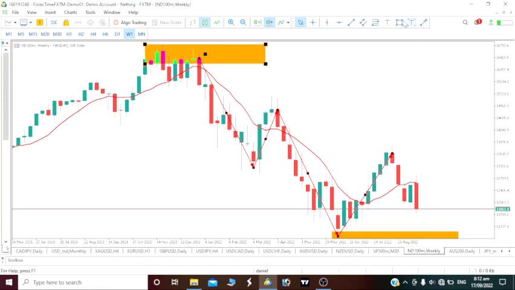What are we expecting again? The pullback has occurred at this level where we had the pullback from before. Now we had this correction, came back to this previous pullback level, and we are expecting another drop again. This is the weekly time frame. This week, we are expecting our price to open and close bearish, also to take out these lows.